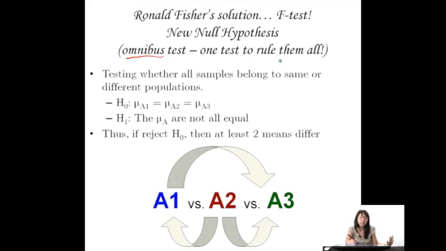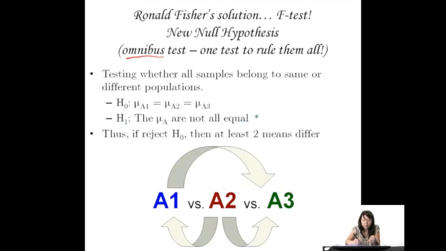a different population, right? Because remember, the null hypothesis and the alternative hypothesis have to be like two sides of the same coin. So your null hypothesis is that they are all equal. The mu's are all equal. They all came from exactly the same population. The other hypothesis, the alternative hypothesis, is that they are not all equal.